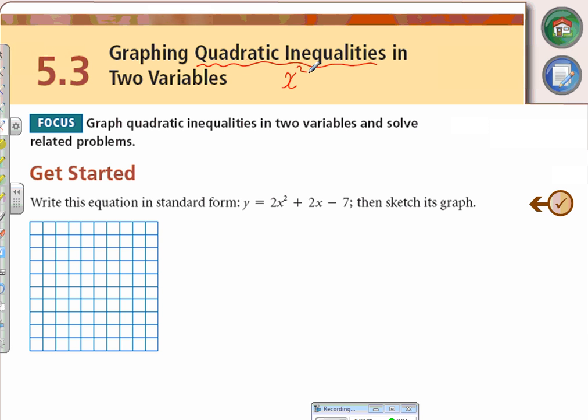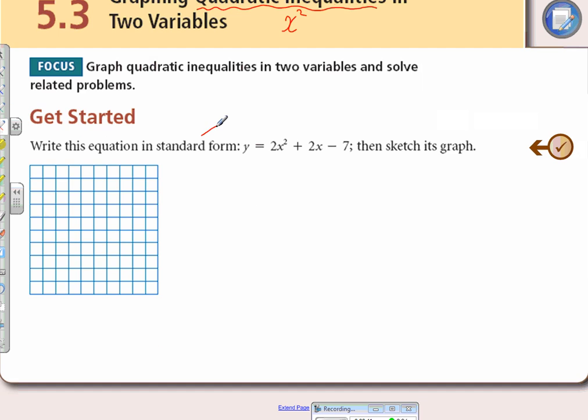So write this equation in standard form and then graph it. Standard form, another way of saying get it in vertex form. Another way of saying vertex form, complete the square. That's what we're being asked to do here. So let's complete the square on this one.